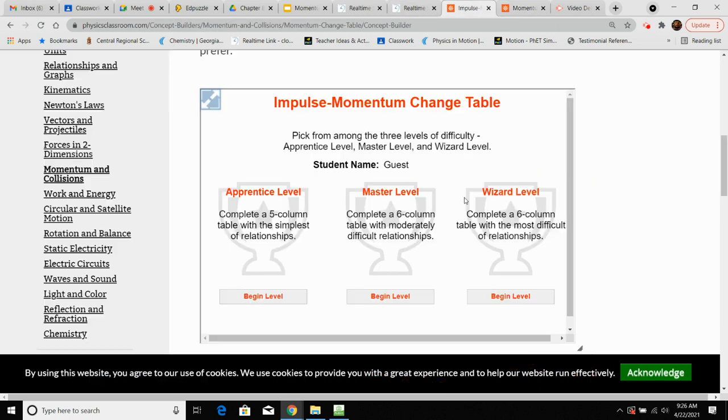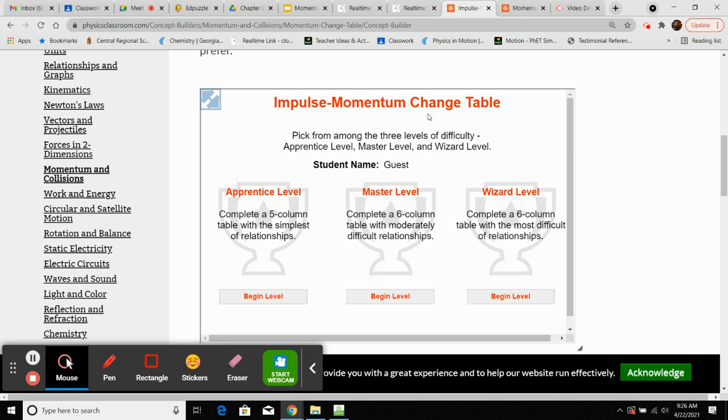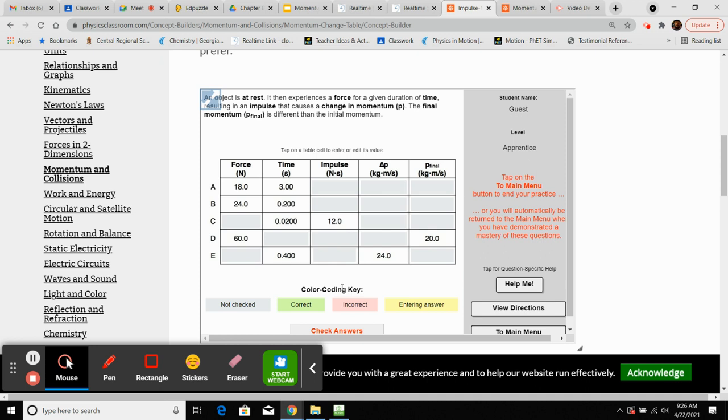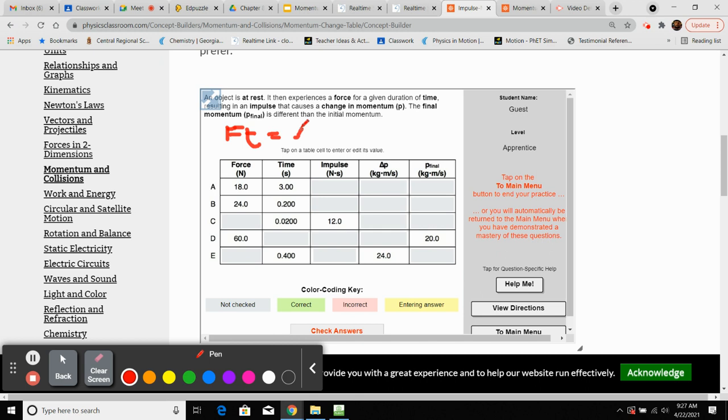Okay, so let's take a look at the impulse momentum concept builder, where we have the change table. It's kind of like what we were just doing. Force times time, what does that give us? Force times time is our impulse. That equals a change in momentum. They're telling us our original momentum is 0 because the object's at rest. So when they ask for the final momentum, you're just going to have whatever your change is here. What's 18 times 3?